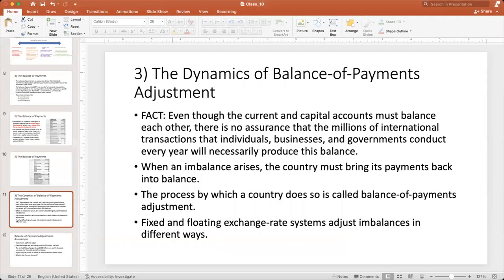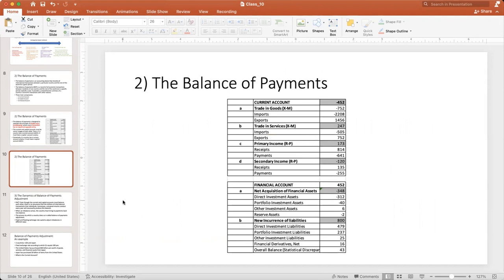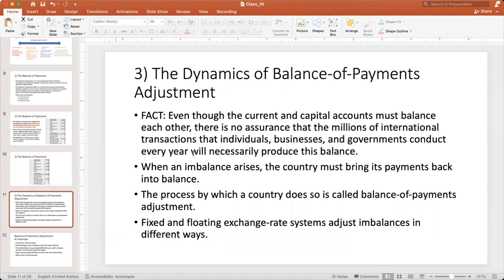However, we have another concept that we need to cover in this class, which is the dynamics of balance of payment adjustment. So there is a fact. Even though the current and capital accounts must balance each other, as already presented to you, there is no assurance that the millions of international transactions that individual businesses and governments conduct every year will necessarily produce this balance.